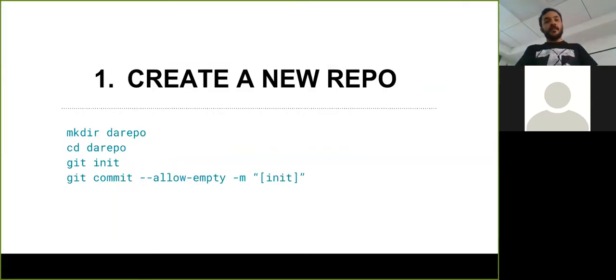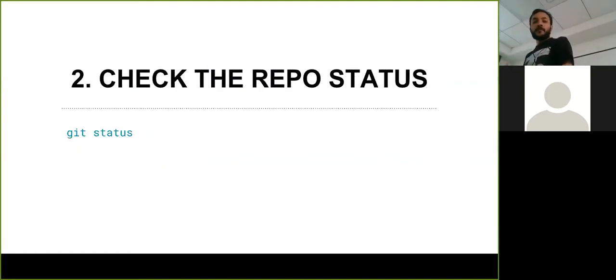So let's start with the basics. If you want to create the repo, you say mkdir and create the directory. You go inside and you say git init, and you do the empty commit: git commit --allow-empty -m init. That will do the empty commit over there. And then you can check the status of Git with the git status command.